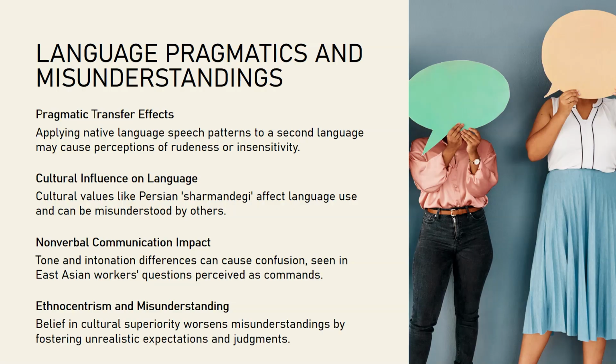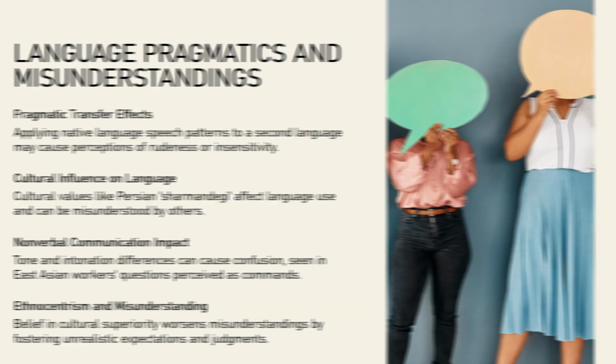Misunderstandings often arise from differences in language pragmatics rather than grammar. Pragmatic transfer occurs when native speech patterns are applied to a second language, leading to perceived rudeness or insensitivity. Cultural values such as Persian charmandegy influence language use and can be misunderstood. Differences in tone and intonation, as seen in East Asian workers' interactions, further complicate communication. Ethnocentrism amplifies misunderstandings by fostering unrealistic expectations and judgments.